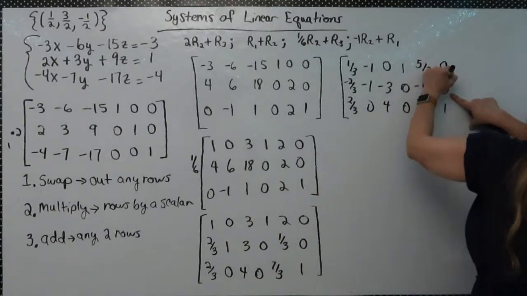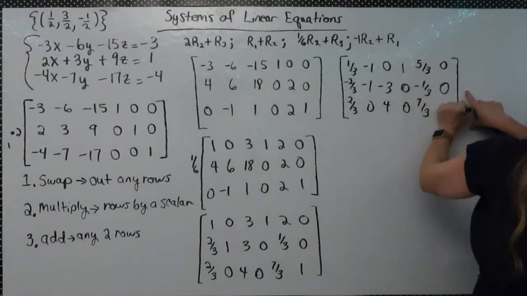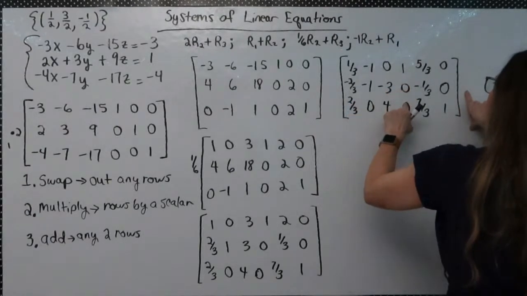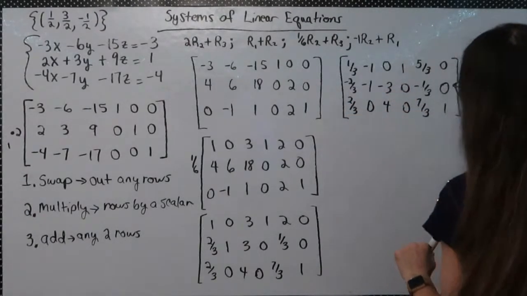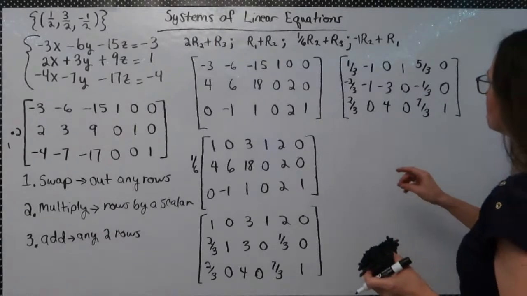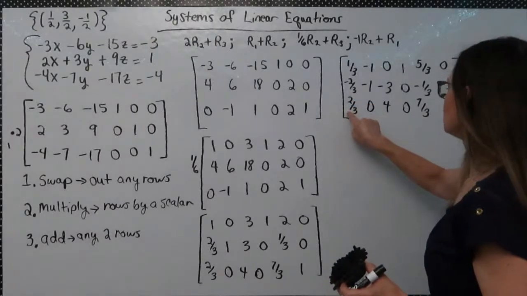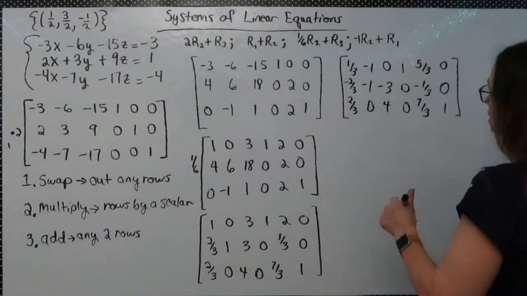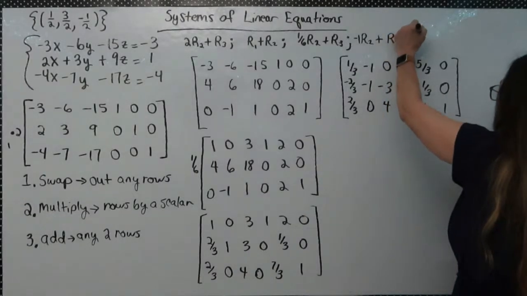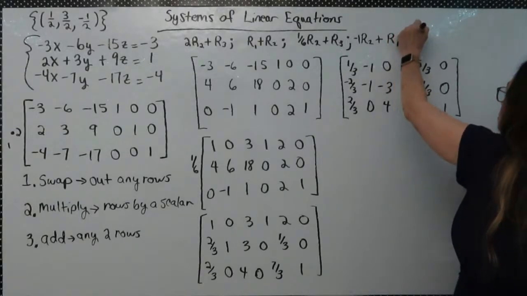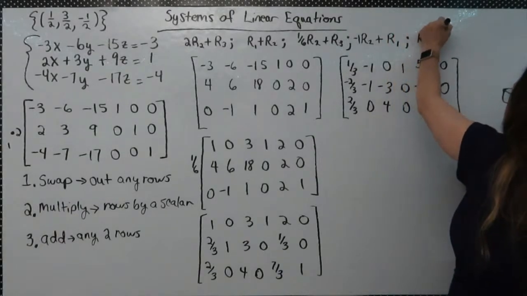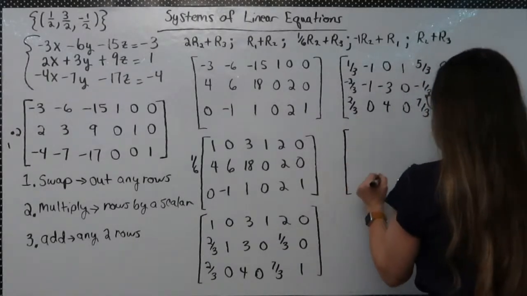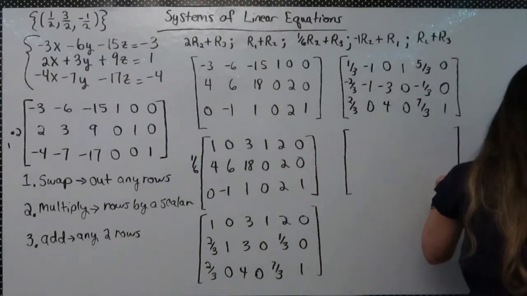All right. And then we can make this one 0 again really quick if we wanted to. So let's do that. We're just going to add row 2 plus row 3. And maybe just 2 more steps and then we'll stop. And then I will work on this some more.